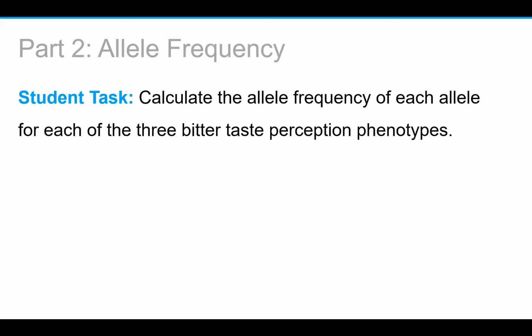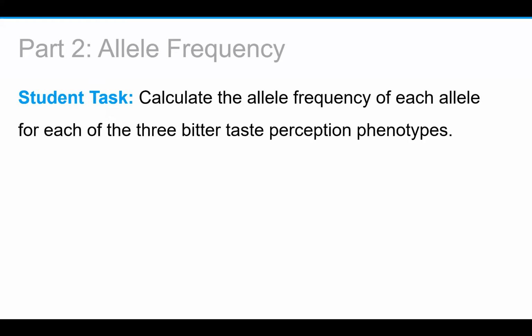So in the second part of the activity, the student's primary task is to calculate the allele frequency of each allele for each phenotype. For anyone who's not familiar with allele frequency, I will talk more about it in a minute. The purpose behind this step is again threefold. First, it introduces allele frequency, which is a common measure in genomics research. Second, the allele frequency values calculated in this part are needed for later parts of the activity.